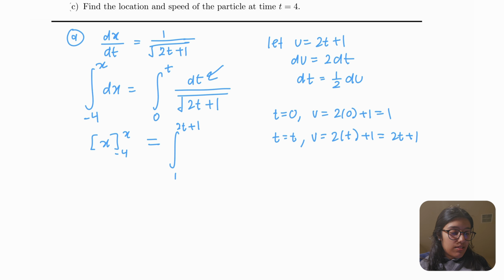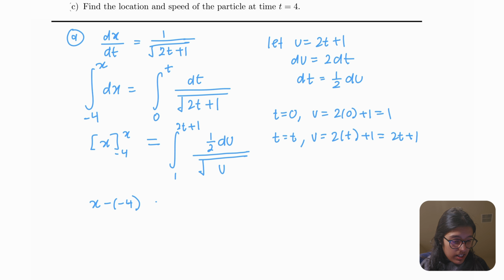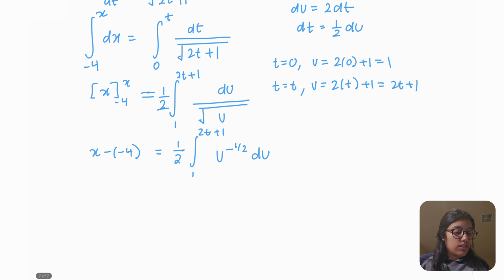And we found that dt over here is equal to 1/2 du, so I'm just going to replace that with 1/2 du over square root u, because we said 2t plus 1 is equal to u. Now simplifying the left side, this is just going to be x minus 4 is equal to, I'm actually going to take the 1/2 out from over here because it is a constant. And I'm going to rewrite this as 2t plus 1 to the power of negative 1/2 du, just so it's easier to take that integral.